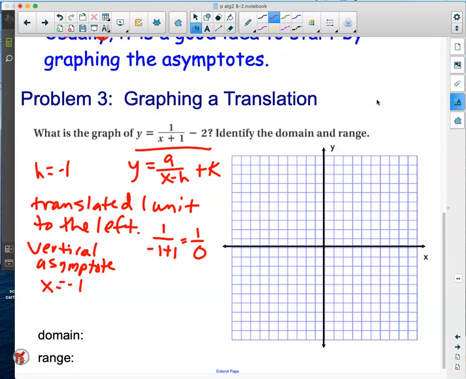Now, while I'm thinking about asymptotes, I see I have that negative 2 in the back. So my k value is negative 2. And if that's the case, that's my new horizontal asymptote.